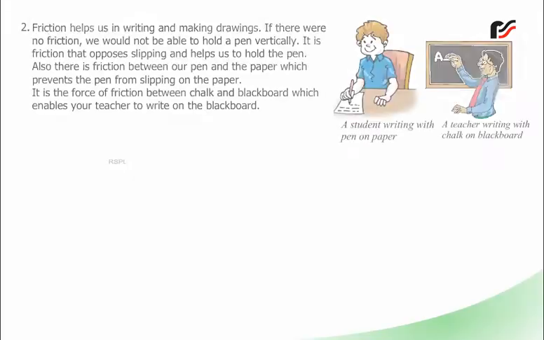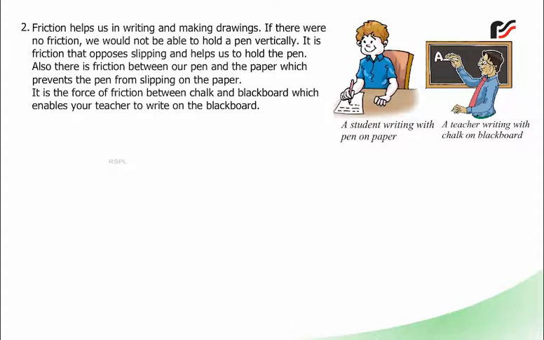2. Friction helps us in writing and making drawings. If there were no friction, we would not be able to hold a pen vertically. It is friction that opposes slipping and helps us to hold the pen. Also, there is friction between our pen and the paper, which prevents the pen from slipping on the paper. It is the force of friction between chalk and blackboard which enables your teacher to write on the blackboard.